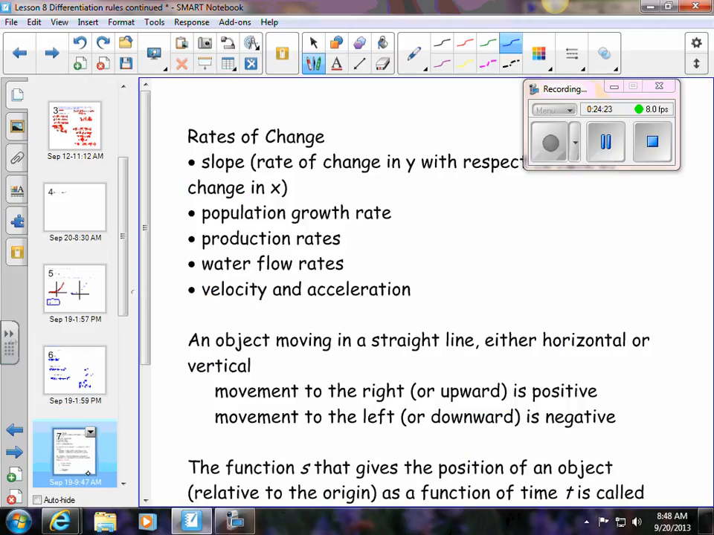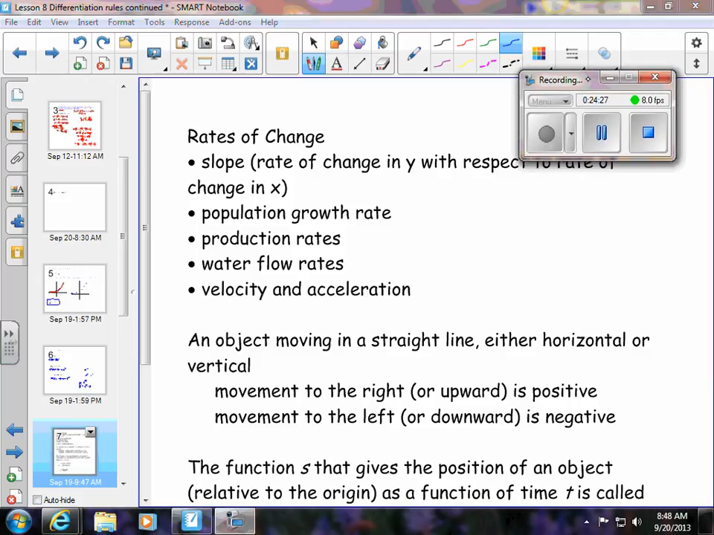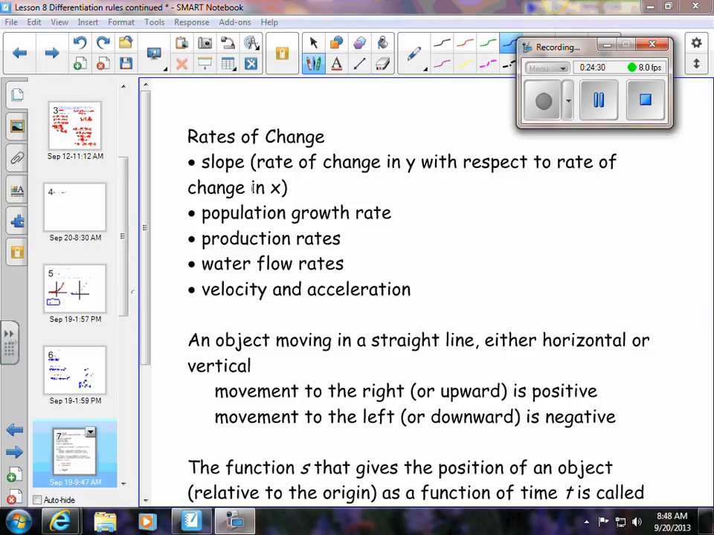Okay, moving on now to rates of change. As we've talked about before, the slope is a rate of change in y with respect to the rate of change in x. Other types of rates of change: population growth rate, production rates, water flow rates, velocity and acceleration. They are rates of change, and they are one of the most common applications that we'll work with, especially here in the beginning.